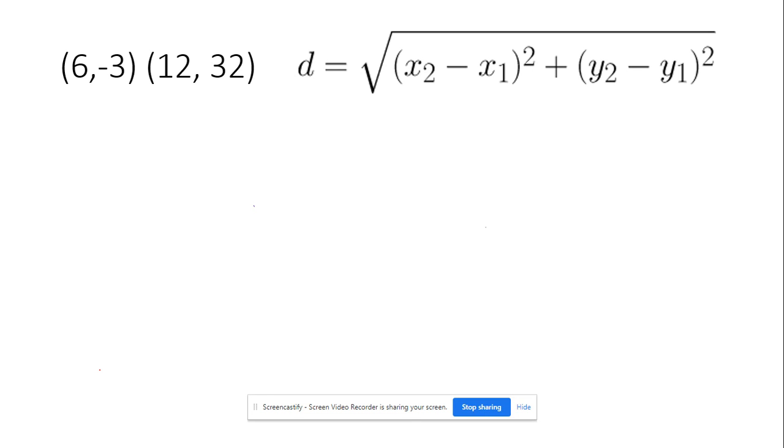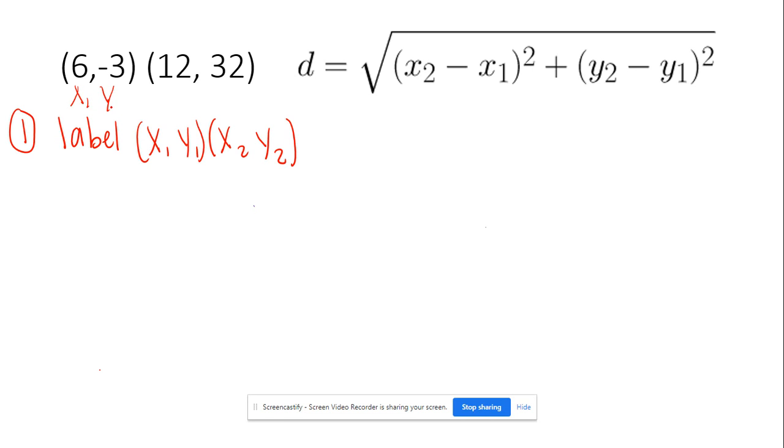The x2, y2 and x1, y1 should look familiar from when we found the slope between 2 points. Very similar steps. So step 1 is to label x1, y1, and x2, y2. So just labeling our points so we know what to do. So this is going to be x1, y1, x2, and y2. Step number 2 is going to be plug into the equation.